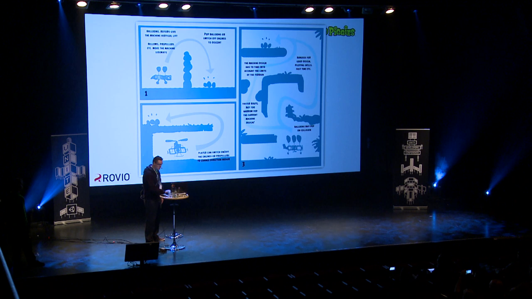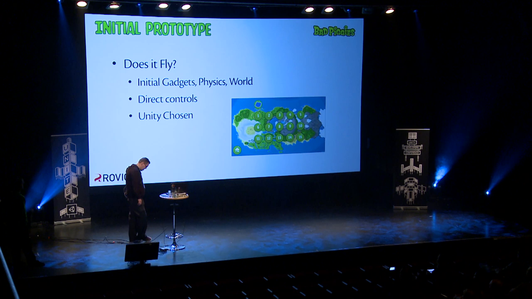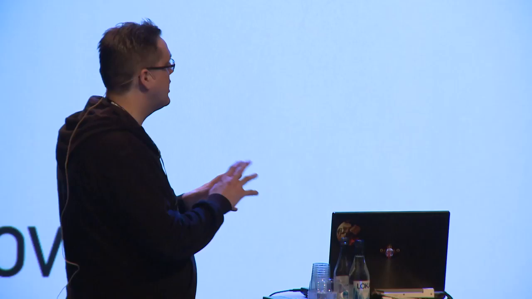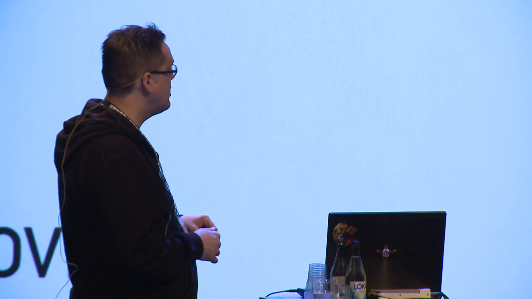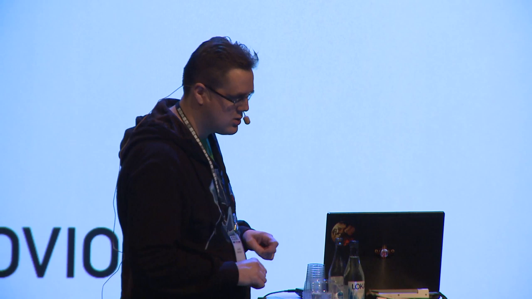And well, the first question you have to answer is, well, is it fun? Or in this case, does it fly? And to answer that, we had to do just a few things. Basically implement some of the initial gadget set, get a way to put those together somehow, put it in a physical world, add some eggs, and hand it to people and see if they liked it. There's some direct controls at that point. You could just tap directly on the gadgets. That's still in there, actually. We chose Unity for this prototype, basically because somebody had heard about it and it looked interesting and we wanted to check it out.